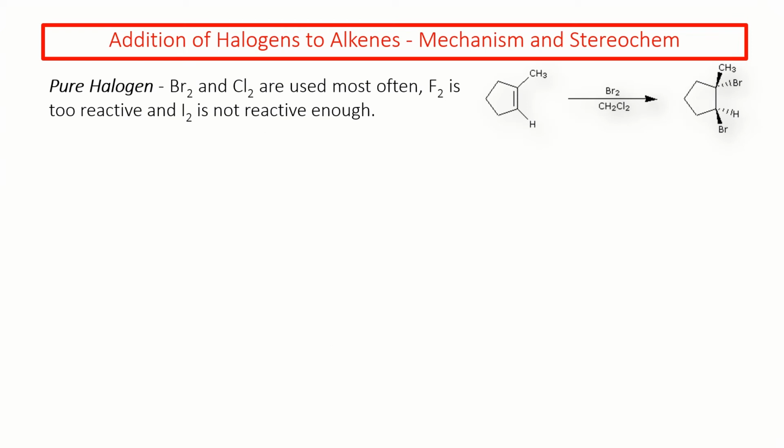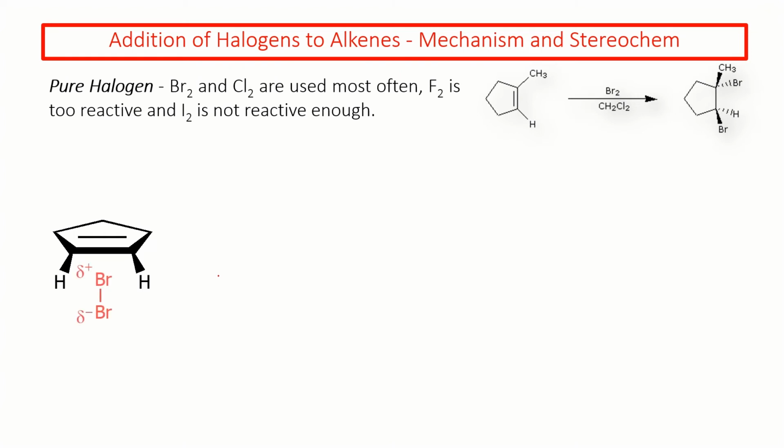The first one we're looking at is the addition of bromine, any pure halogen. In this case, fluorine is a bit too reactive and iodine is not pleasant. So we're sticking with bromine and chlorine. The mechanism results in a trans stereochemistry of the orientation of the bromines. So the bromines are on the opposite side of the ring. Look carefully. The mechanism looks like this.